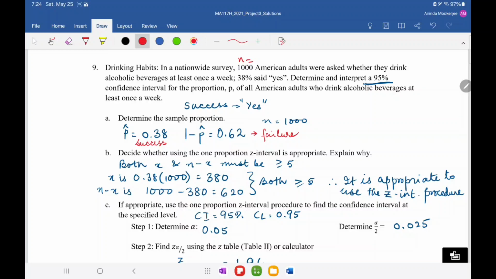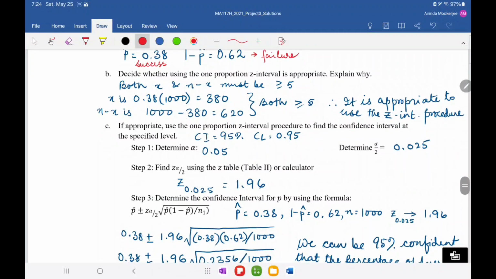So that represents n. And since you have the percentage, you can always find x by multiplying the total with your proportion, with your percentage. So what is 38% of 1,000, right? That's simple arithmetic. So x is 0.38 times 1,000 is 380, which is greater or equal to 5. And if you subtract 380 from 1,000, which is n minus x, the value is also greater than 5. So yes, all assumptions are met. We can proceed and use the Z interval procedure.